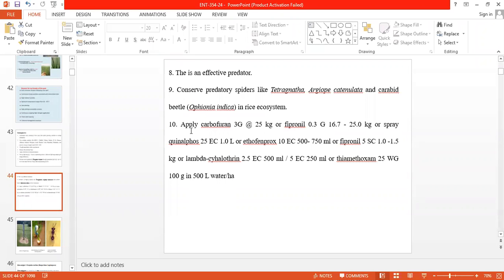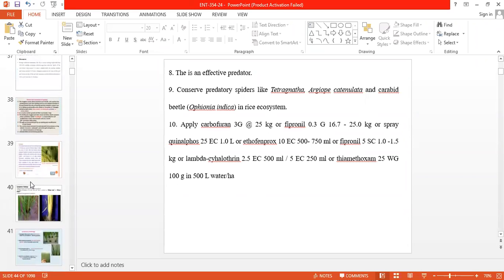Apply various chemicals in granule formulation: carbofuran 25 kg, fipronil 16.7 to 25 kg, or spray application of phenthoate 1 liter, ethofenprox 500 to 750 ml, fipronil 1.5 kg, lambda cyhalothrin 500 ml, thiamethoxam 100 gram, in 500 liters of water per hectare. These are the effective chemicals for the management of gall midge.